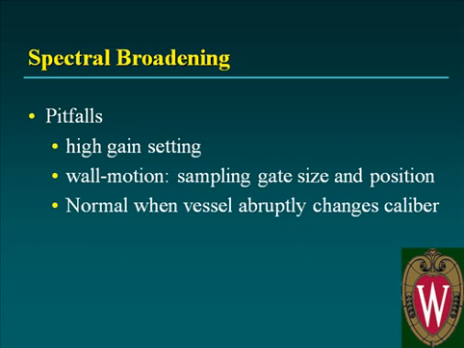Not all spectral broadening is easy to identify. There are pitfalls in the identification of spectral broadening. Specifically, if the gain setting of the Doppler is not set correctly, you can fill in that acoustic or spectral window artifactually. Secondly, if you don't center your sampling gate within the lumen of the vessel, but rather have it eccentric in the lumen, say close to the wall, you can get spectral broadening on the basis of detected wall motion of the vessel. And finally, this can be normal when the vessel abruptly changes caliber, as it does as it enters the carotid bulb.